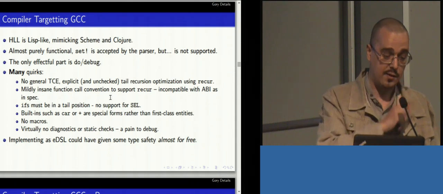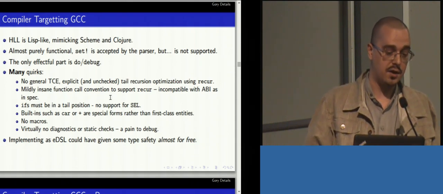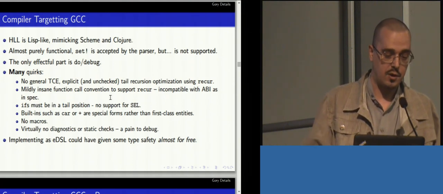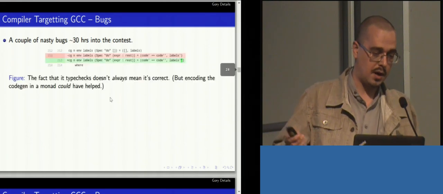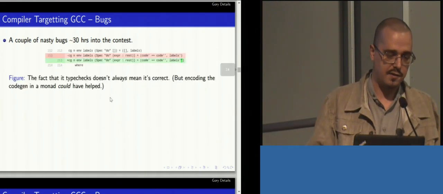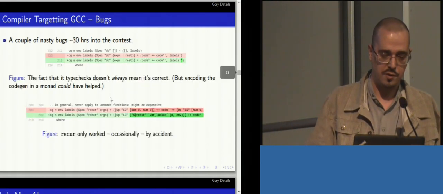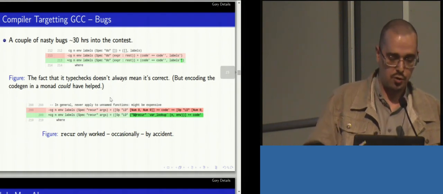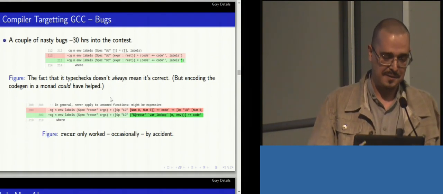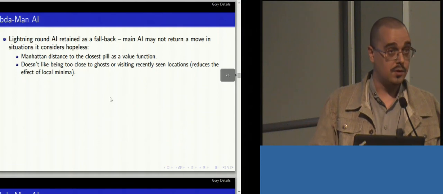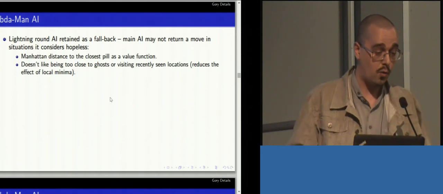Additionally, I should mention that I really should have implemented this as an embedded DSL. This could have given me some type safety almost for free and solved a lot of problems, so this is another mistake on my part. I had a couple of really nasty compiler bugs that I discovered only really late into the contest, so here are some tips for your enjoyment. You can see what's going on here.